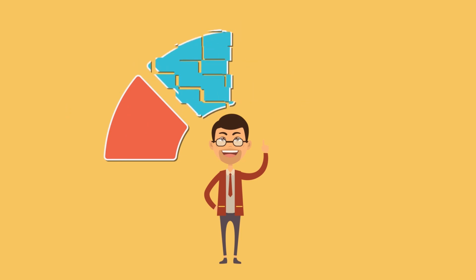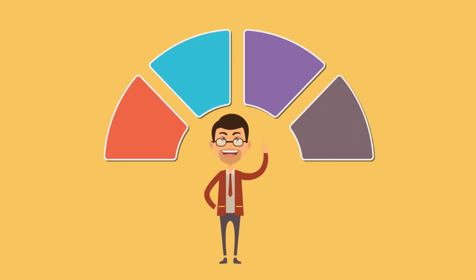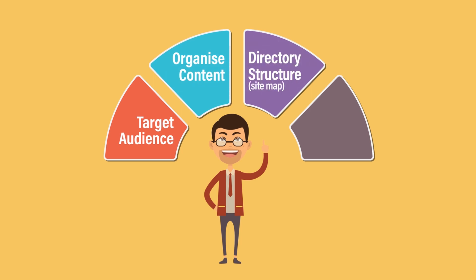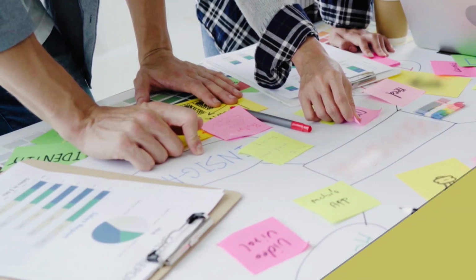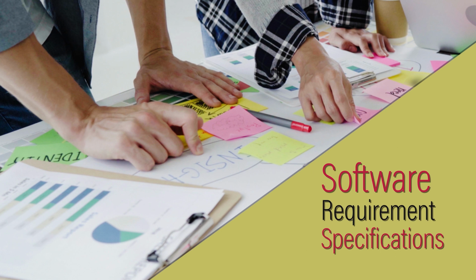Before designing a website, it is necessary to do proper planning for building a website. The following are the basic steps that need to be performed during the planning phase of a website: define your target audience, organize your content, create a directory structure, that is a sitemap, and create a sketch of the pages you intend to create. Once the planning phase is done, the outcome will be the software requirement specification document, which is the main output of the planning phase.